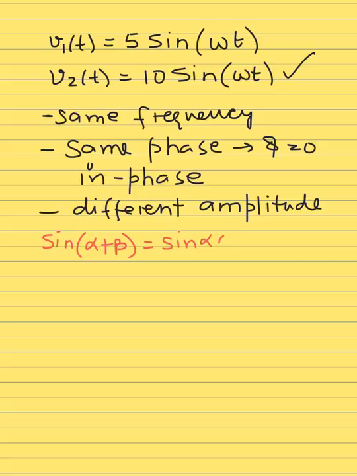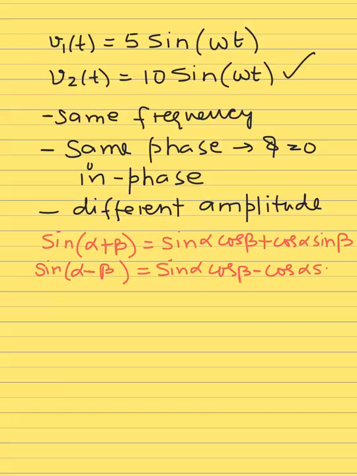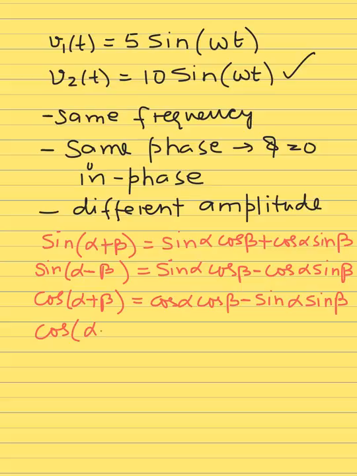Sine(A plus B), that's the first thing: sine A cos B plus cos A sine B. Second is sine(A minus B), which is sine A cos B minus cos A sine B. Cos(A plus B), which is cos A cos B minus sine A sine B. And the last one here is cos(A minus B), which is cos A cos B plus sine A sine B.